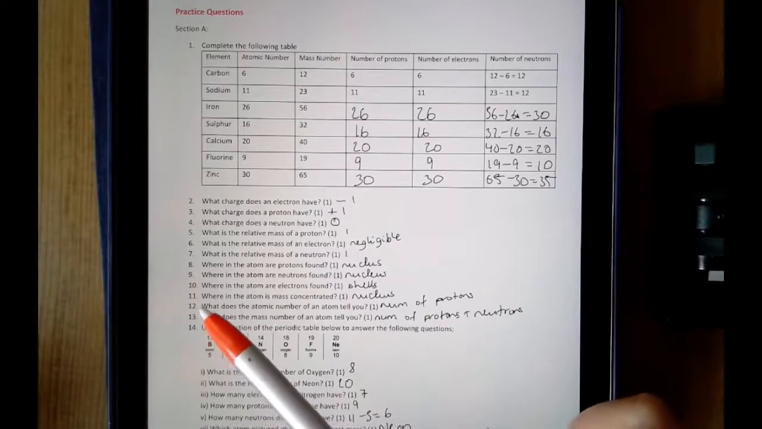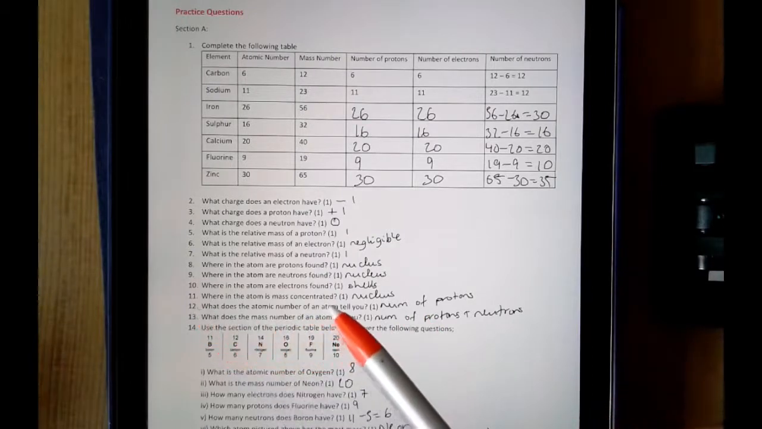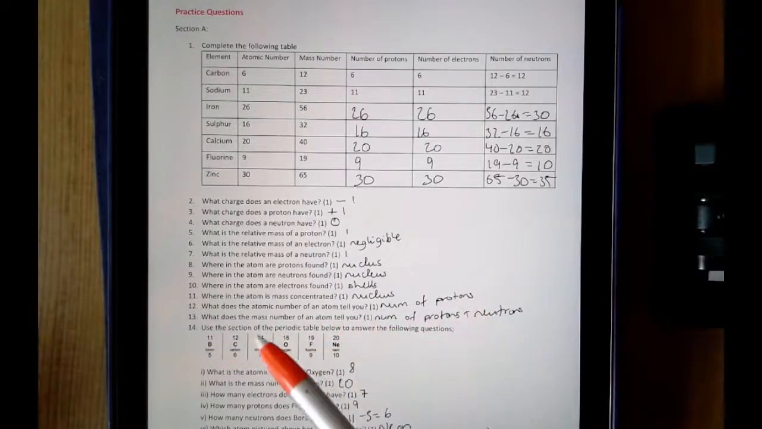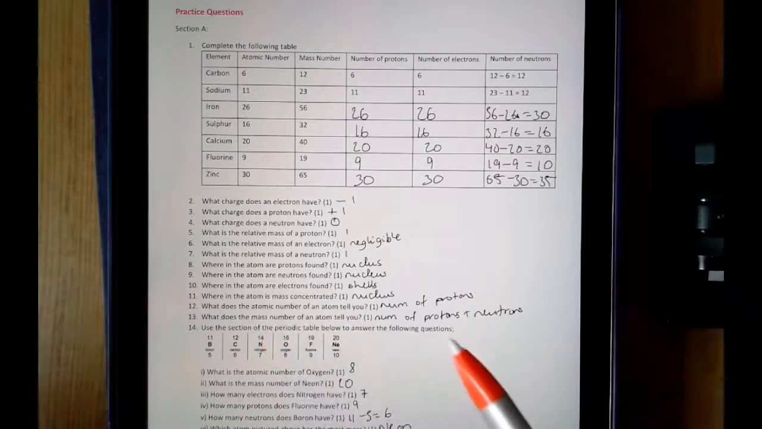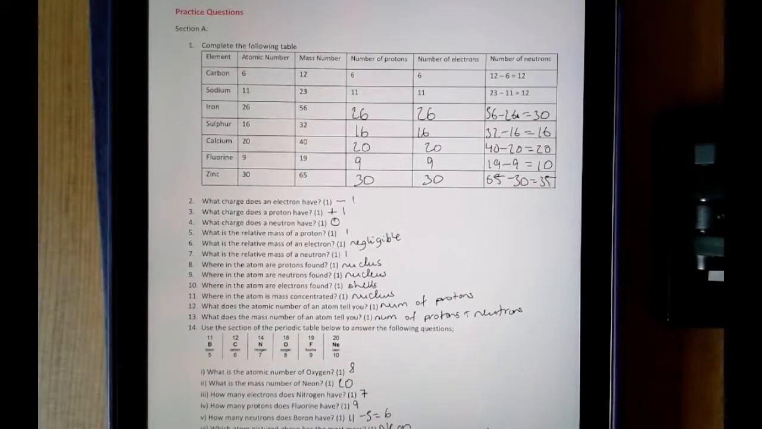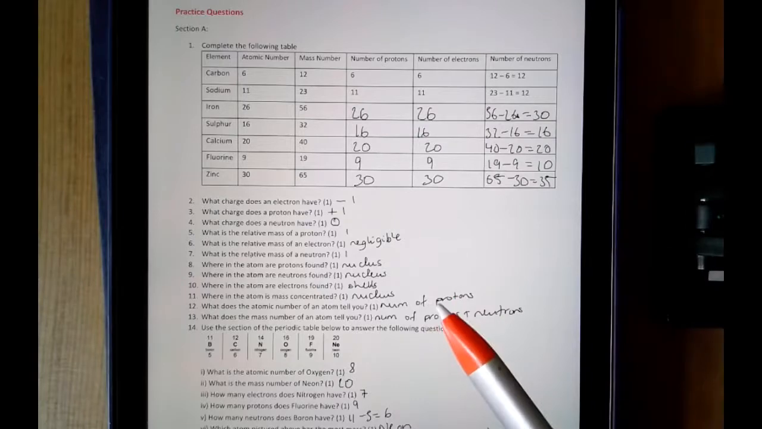Just be careful here on number 12. The atomic number tells you the number of protons. 13, the mass number tells you the number of protons and neutrons. Protons and neutrons both have mass, so the mass number tells you the number of protons and neutrons added together.